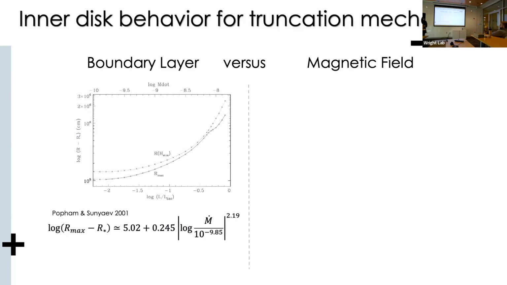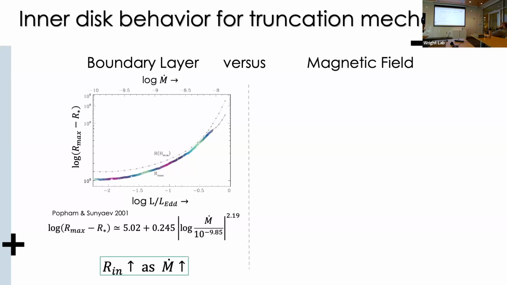In terms of the boundary layer, this is showing the radial extent of the boundary layer as a function of mass accretion rate, or in terms of the luminosity of the system. And what you can see is that as your mass accretion rate increases, more material is dumped onto the neutron star, you're going to make your boundary layer region bigger, more radially extended. So that just shows us that we have a correlation where your inner disk radius would move out as mass accretion rate increases if you have a boundary layer in a given system.